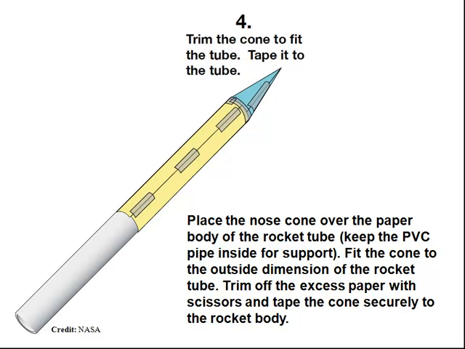Now, while doing this, you're going to want to keep the PVC pipe in for added support inside the rocket body tube. So fit the cone to the outside dimension of the rocket tube, trim off the excess paper with scissors, and then take pieces of tape and tape the nose cone securely to the rocket body tube. Doing so will not allow air to escape when you go to launch your rocket.